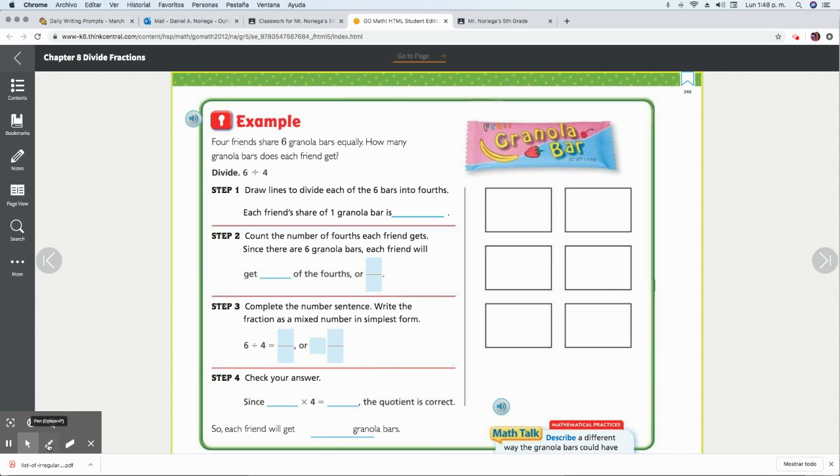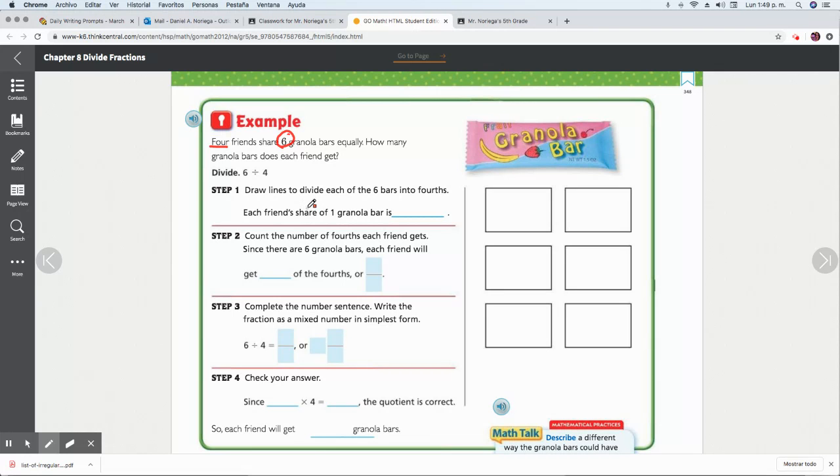Okay, another example. 4 friends share 6 granola bars equally. How many granola bars does each friend get? Okay, so in this case, we're going to divide 6 by 4. Okay, 6 divided by 4. Step number 1, draw lines to divide each of the 6 bars into fourths.